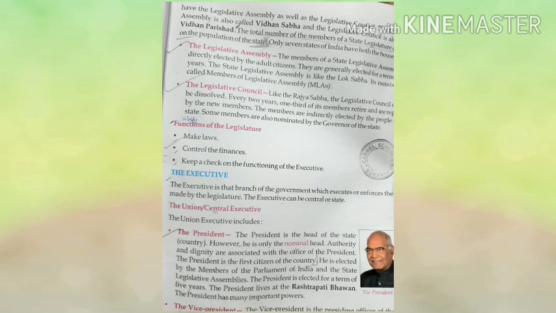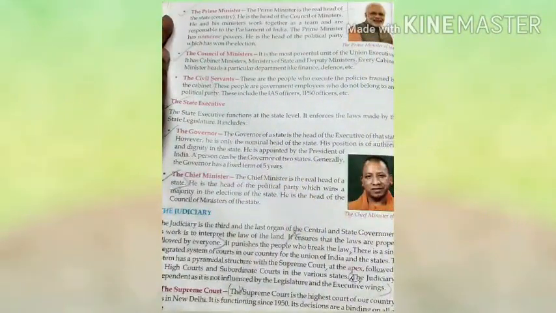The union executive or the central executive includes the president, who is the head of the state or the country. So he is only the nominal head. Then comes the vice president, who is the presiding officer of the Rajya Sabha. Then is the prime minister, who is the real head of the country. He is the head of the council of ministers.